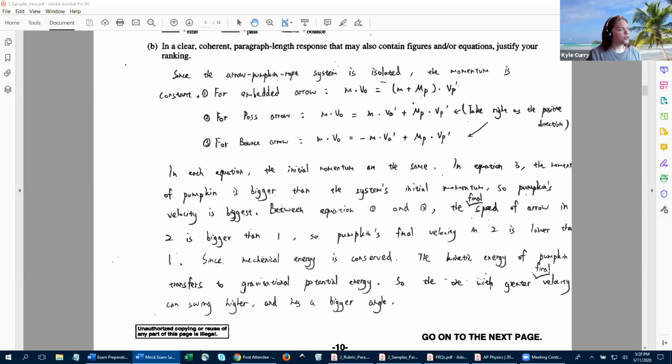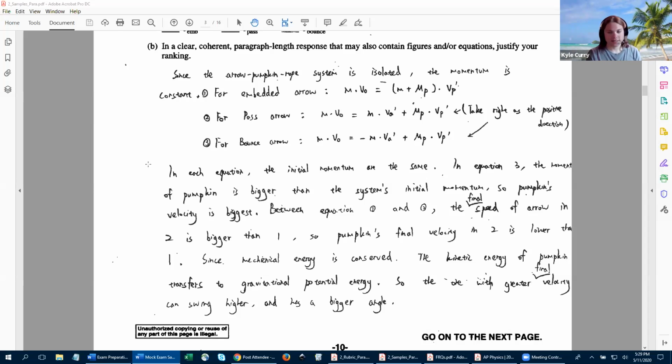Look at point number 2. Essentially, the momentum loss of the arrow is equal to the momentum gain of the pumpkin. So take a look at the response. In each equation, the initial momentum are the same. In equation 3, the momentum of the pumpkin is bigger than the system's initial momentum, so the pumpkin's velocity is the biggest. So between equation 1 and 2, the final speed of the arrow in 2 is bigger than 1.